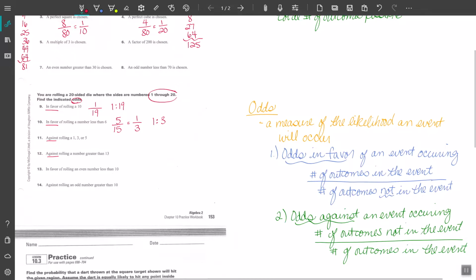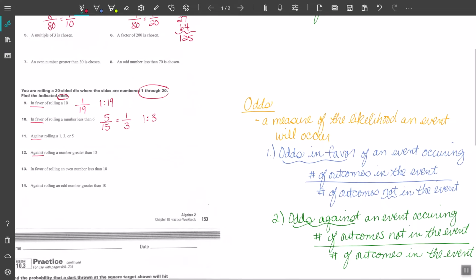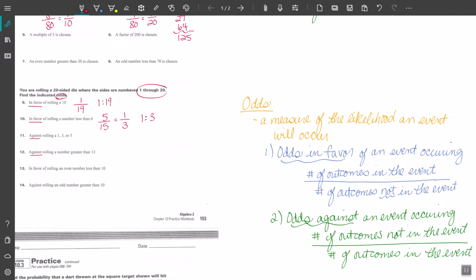So number 11 asks us to find the odds against rolling a 1, 3, or a 5. Out of 20 numbers, the number of outcomes not in that event is 17, so that will be our numerator. The number of outcomes in the event is just those 3 numbers, 1, 3, or 5. This one can't be reduced, so we just leave it as 17 over 3, or you could write it 17:3 as well. Either one is fine.